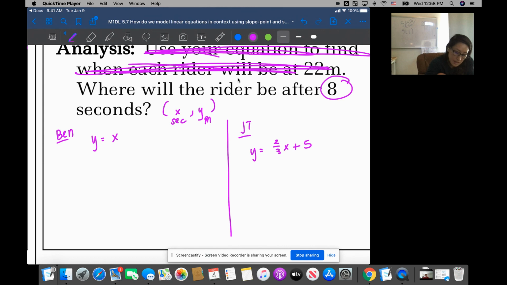So we're talking about 8 seconds, so that would be my x value, 8. Now we're looking for the corresponding y value. So instead of x, I'm going to replace x with 8. In this case, we say when the time is 8 seconds, Ben is at 8 meters.